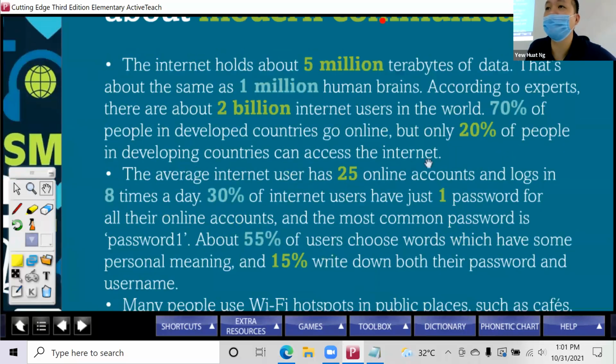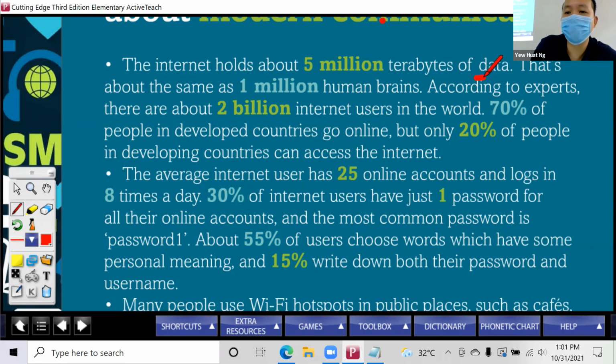Number one, let's start with Tim. Let's go. The internet. That's about the same as the human friends. According to experts, there are about 2 billion internet users in the world. 70% of people in developed countries go online, but only 20% of people in developing countries can access the internet.